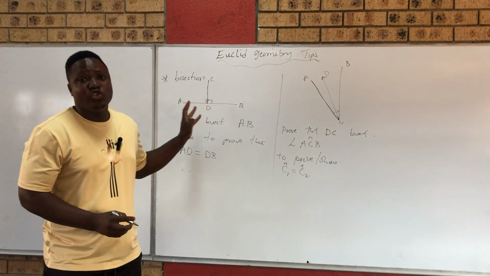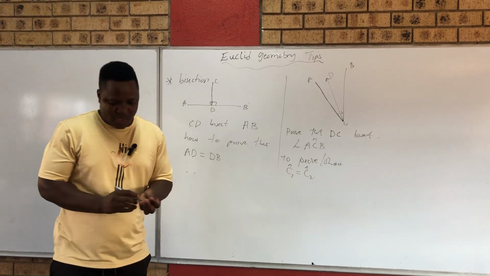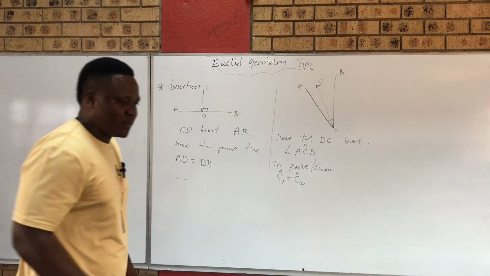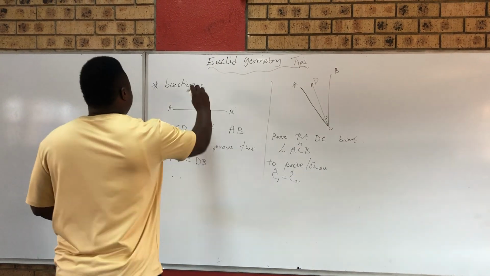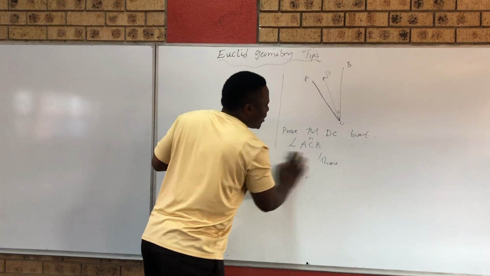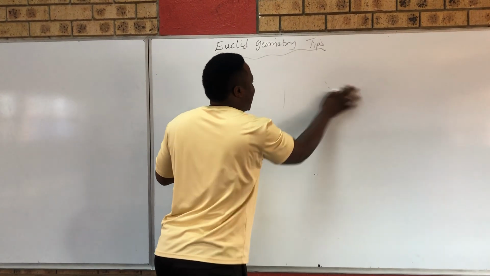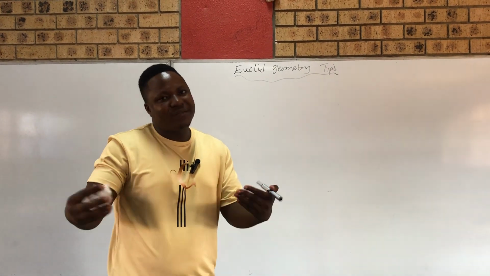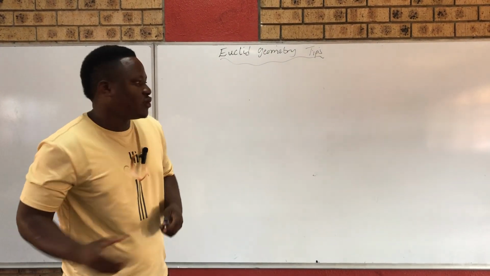This is the only thing that you need to know about a bisection. Then for now, let's go to something else. So when you are proving, always remember, you prove with properties of that particular thing. Now let's go to parallel.